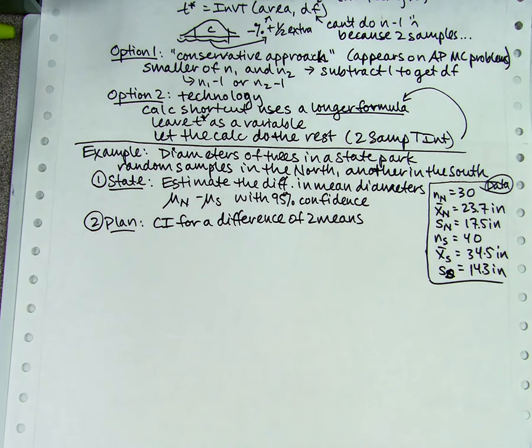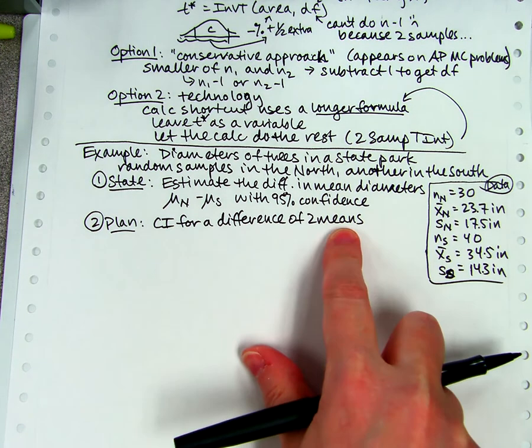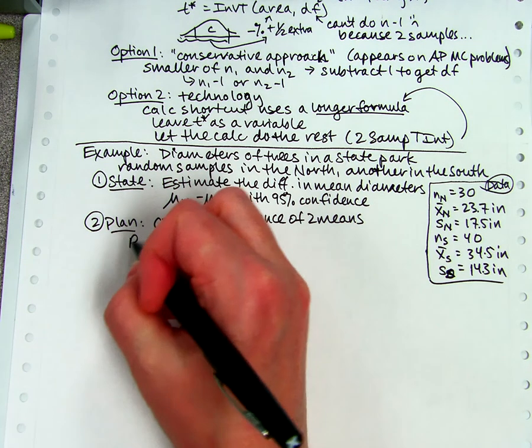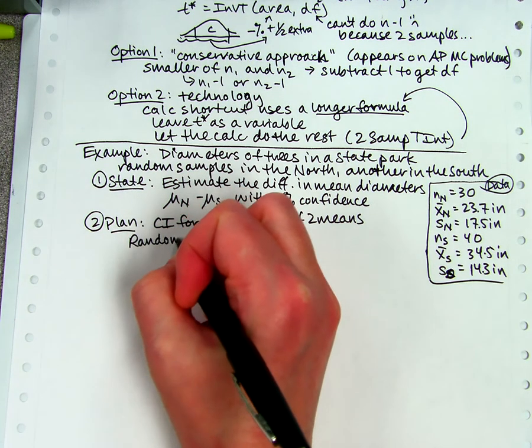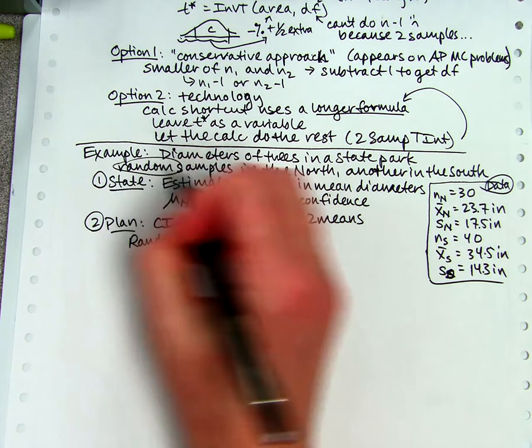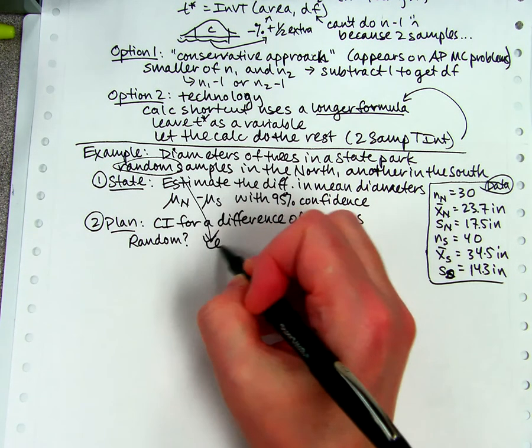And the most important thing is interval, difference, and means. Those have to be in there somewhere. Random. Same conditions, you already have this part memorized, I hope. I'm looking at it. Look, it says random right there. Yes, it's given. Sorry, that's a little messy.